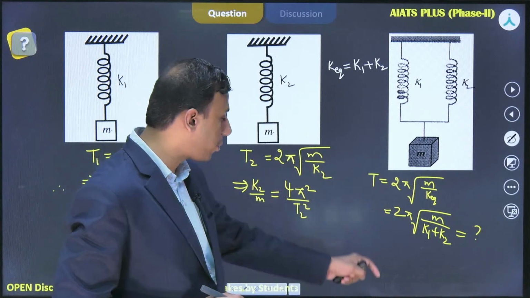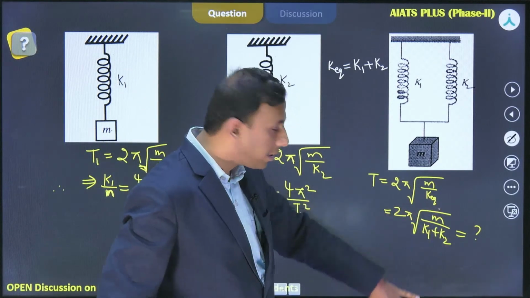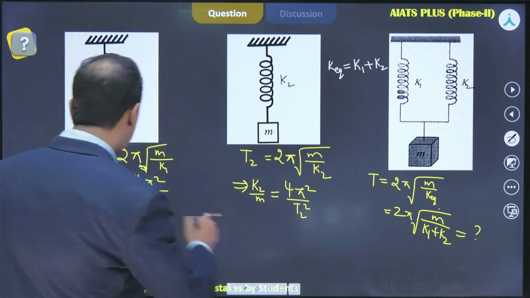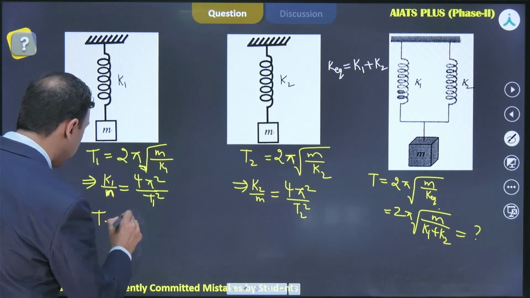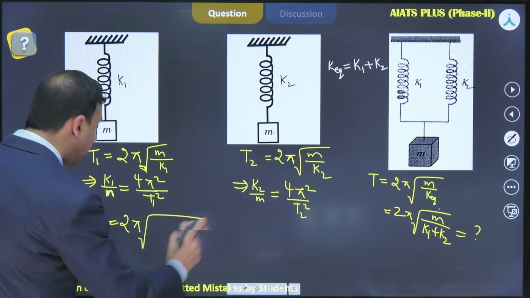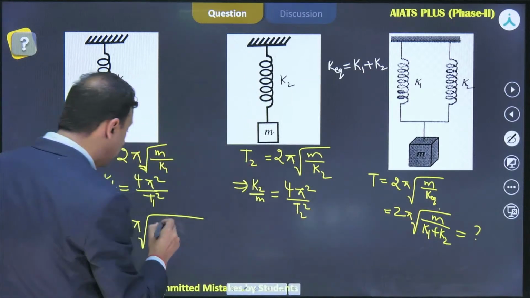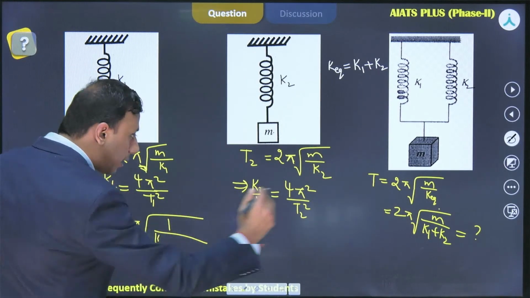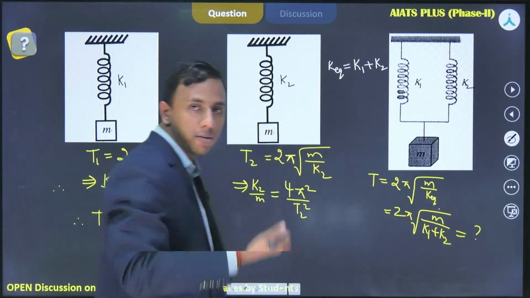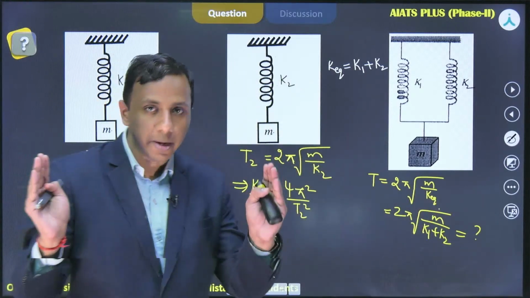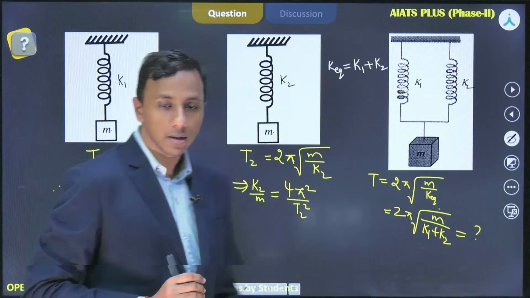Okay, so now what I am doing, bring this m into the denominator, right? So what does T become? 2π under root, bring this m to the denominator, so 1 by (k1 plus k2) upon m. That (k1 plus k2) upon m, you can split it up into two fractions, right?